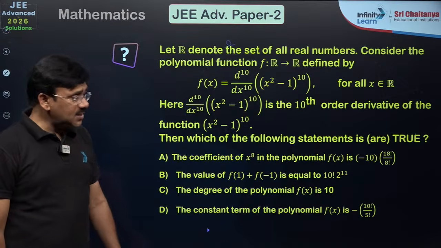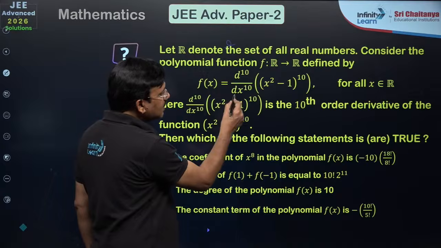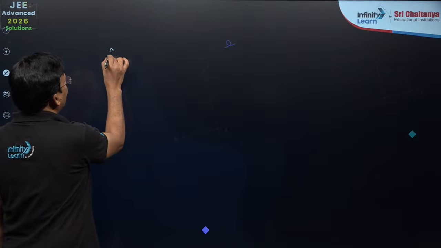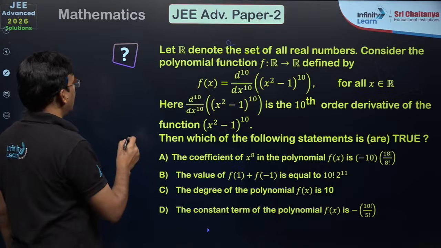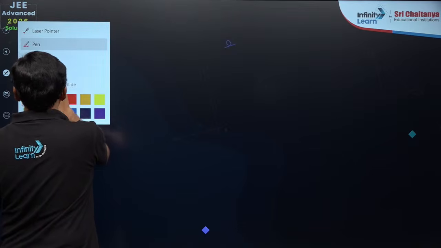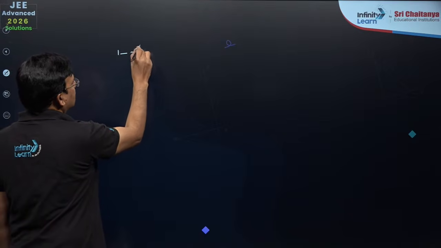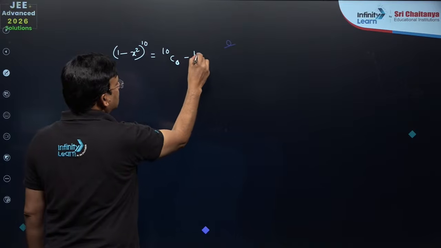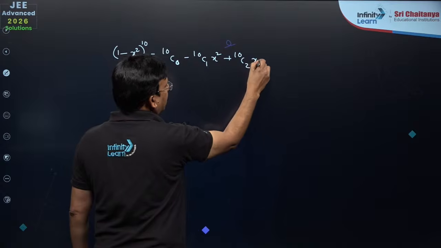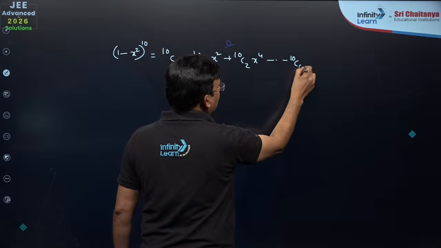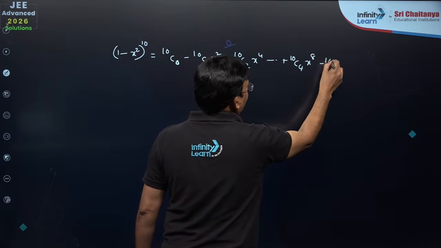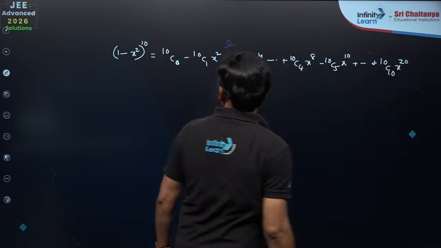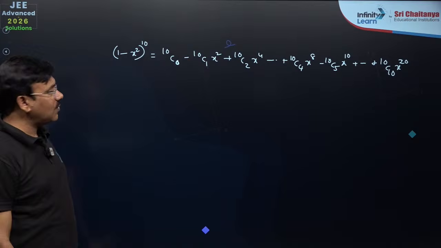The next, friends, this question, you see, he is taking f of x as the 10th derivative of (x² − 1)^10, followed by some questions. To answer this question, better you just take the function (1 − x²)^10. So can I write it as 10C0 minus 10C1 x² plus 10C2 x⁴ and so on, plus 10C4 x⁸ minus 10C5 x¹⁰ and so on, up to 10C10 x²⁰. This is the expansion.